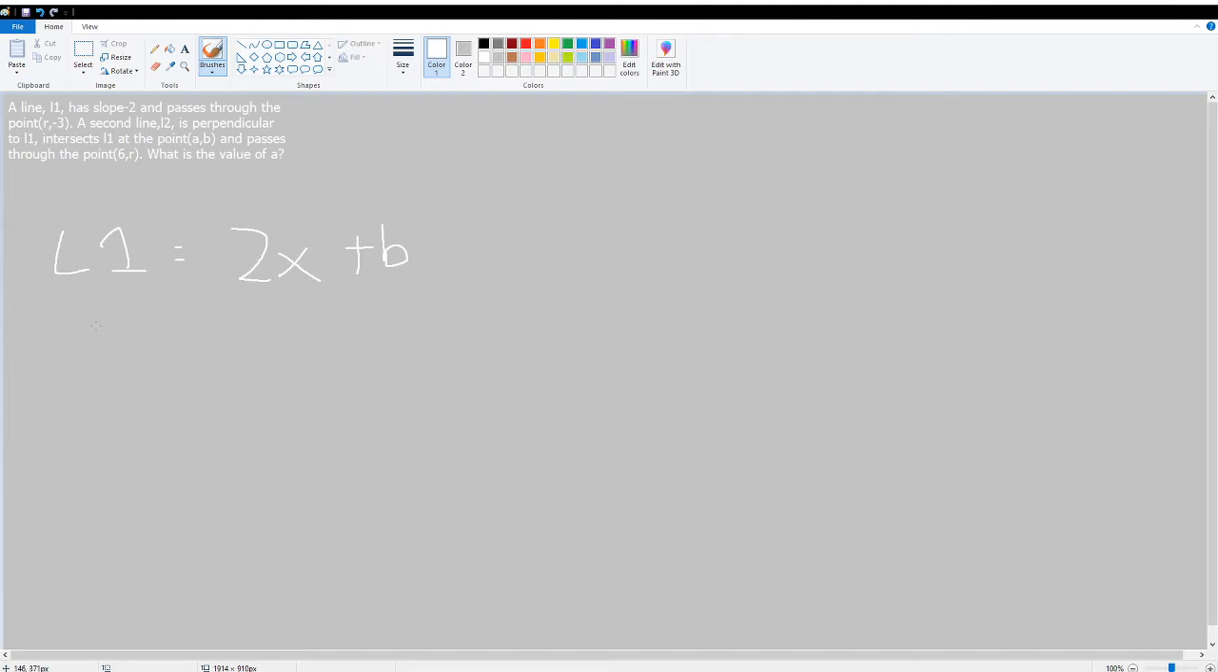So in other words, let's just say L1 is equal to f of x. That means f of r is equal to -3, which tells us 2 times r plus b is equal to -3. f of r basically means when my input is r, my output is -3, which is what I have right here. So I have 2r plus b is equal to -3.